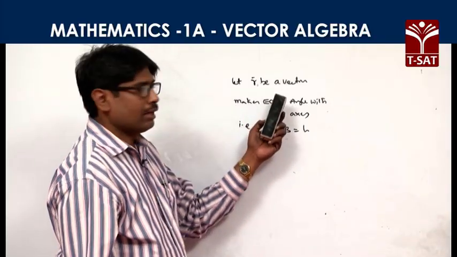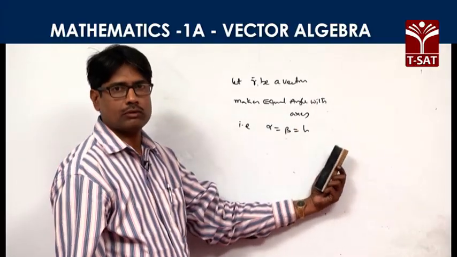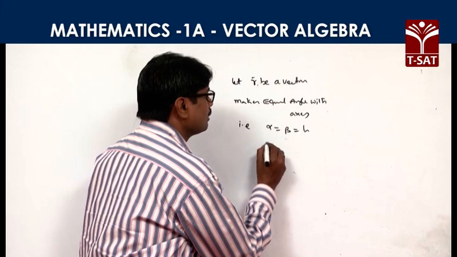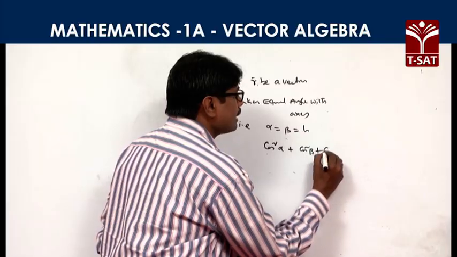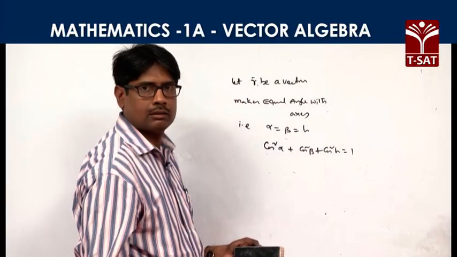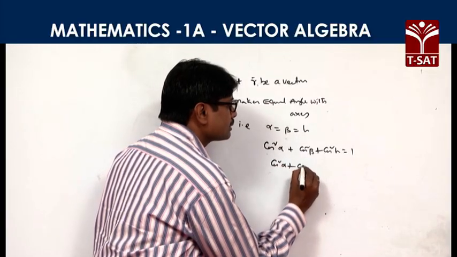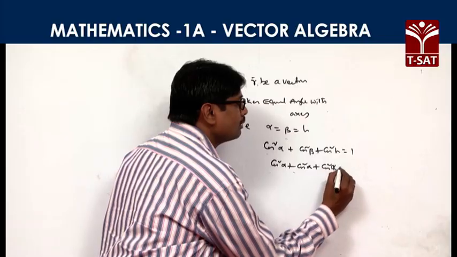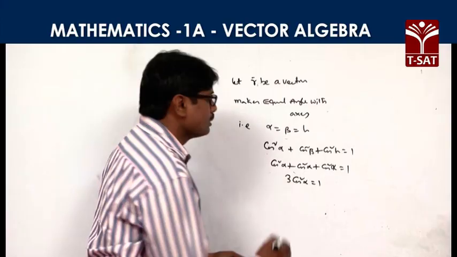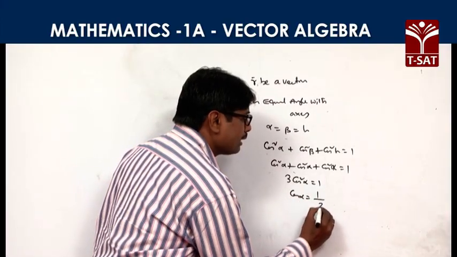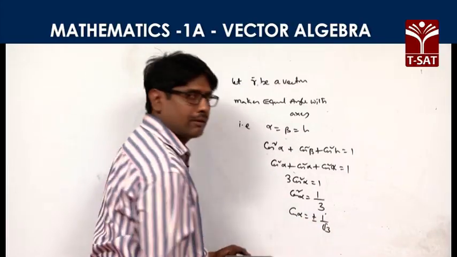Let r bar be a vector that makes equal angles with the coordinate axes, that is alpha is equal to beta is equal to gamma. Then cos square alpha plus cos square beta plus cos square gamma is equal to 1. As alpha equals beta equals gamma, it will be cos square alpha plus cos square alpha plus cos square alpha is equal to 1. So 3 cos square alpha equals 1, so cos alpha is equal to plus or minus 1 by root 3. Okay.